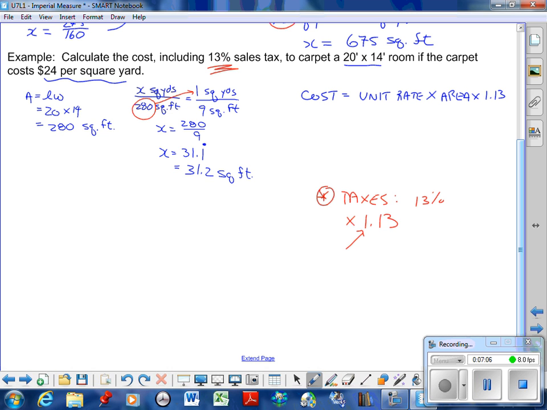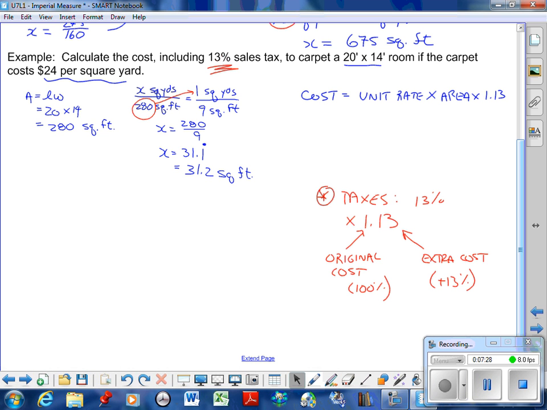The 1 represents the original cost. So you're going to pay 100% of that original cost. All right? Everyone has to do that. The 0.13 is the extra cost. All right? So that's how we say plus 13%. What it does is it saves us a calculation.